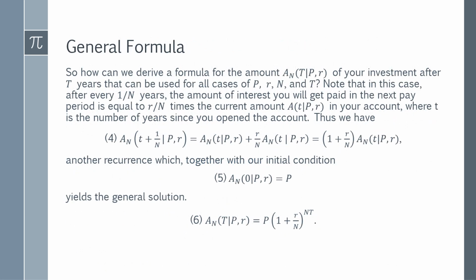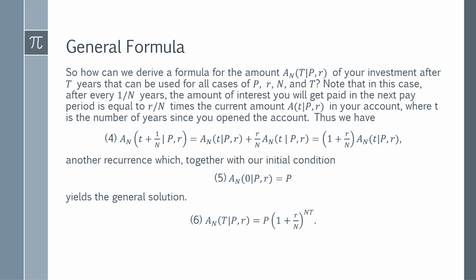So how can we derive a formula for the amount A sub n of t of your investment after t years that can be used for all cases of P, R, N, and T? Note that in this case, after 1 over n years, the amount of interest you will get paid in the next pay period is equal to R over n times the current amount A of t of your account, where t is the number of years since you opened the account.